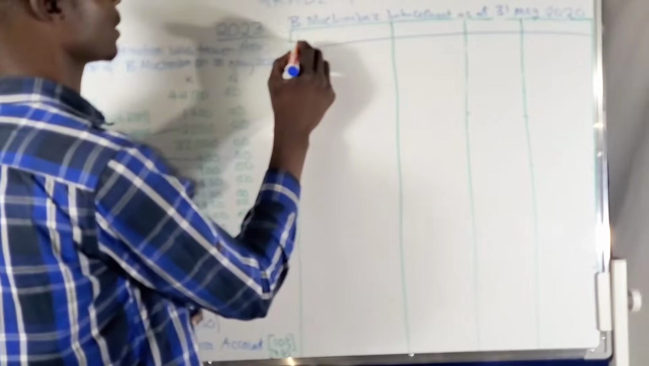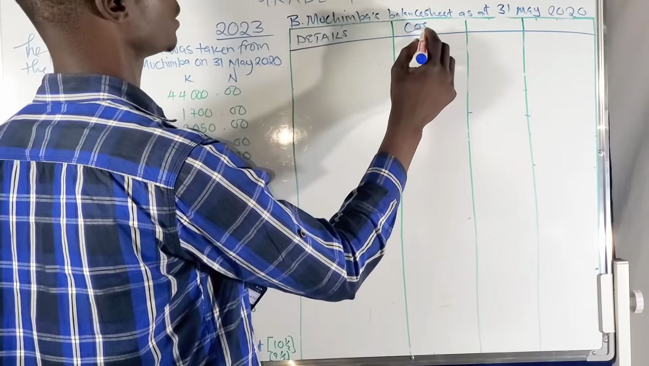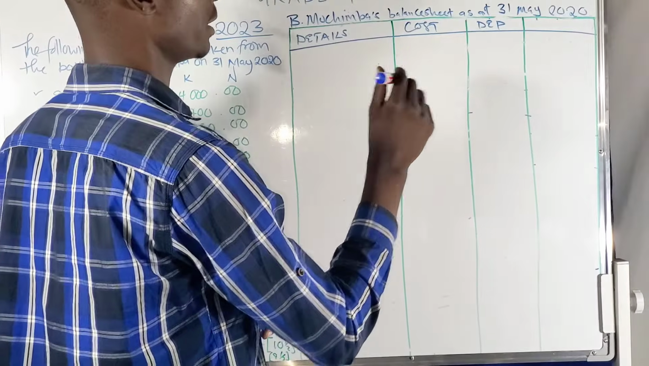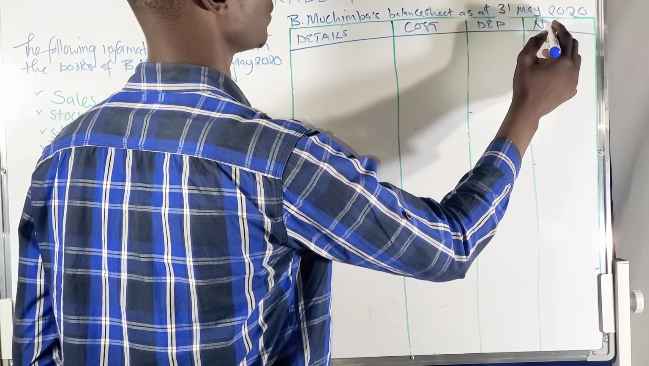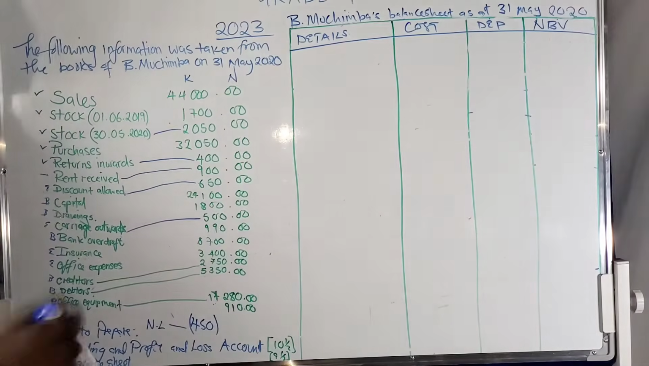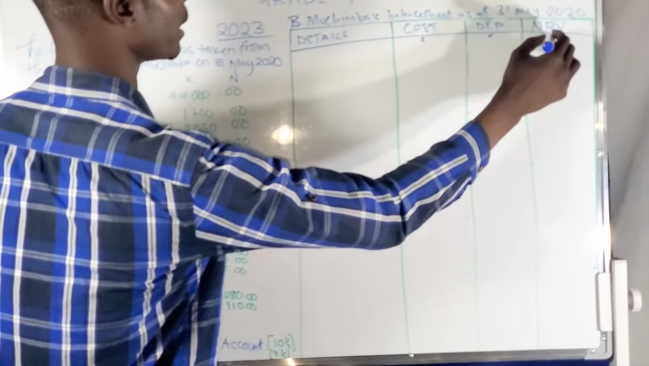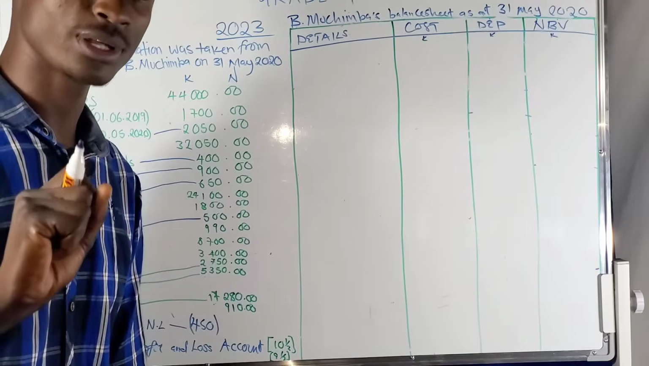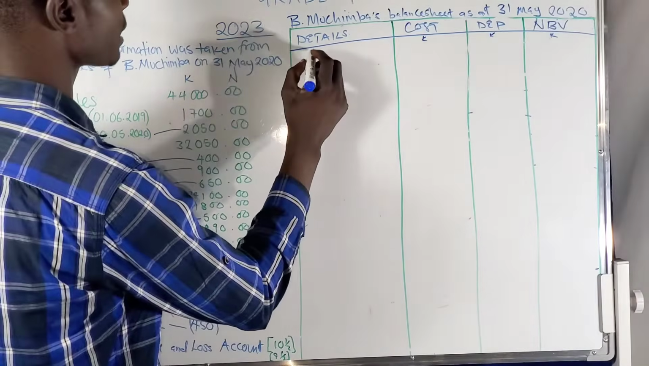Okay, then this is for details. This is for cost. This one is for depreciation, so I'm going to just abbreviate as DEP. And then on the other side, you are going to write net book value, which I'll abbreviate as NBV, the net book value. Okay, so we are using Kwacha. In the balance sheet always start with the assets, the fixed assets. So I'm going to write the title here as fixed assets.